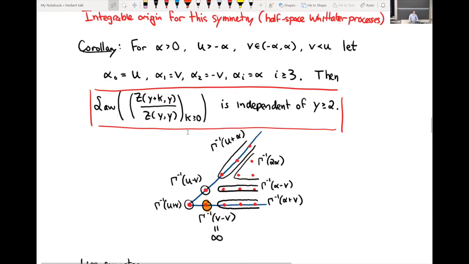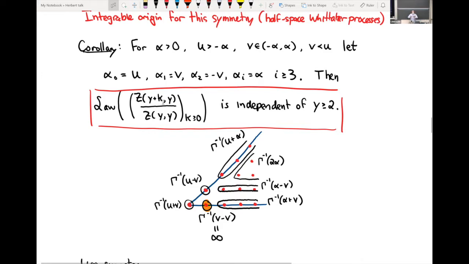Now, what will happen, I claim, and of course, there are some conditions I need to impose for this to make sense, is that the law of the ratios, I could put a log in, but it makes no difference for the statement. The ratios of the partition function at position y plus k comma y divided by the partition function at y. I claim that as a process in k, this distribution, this law, is independent of y.